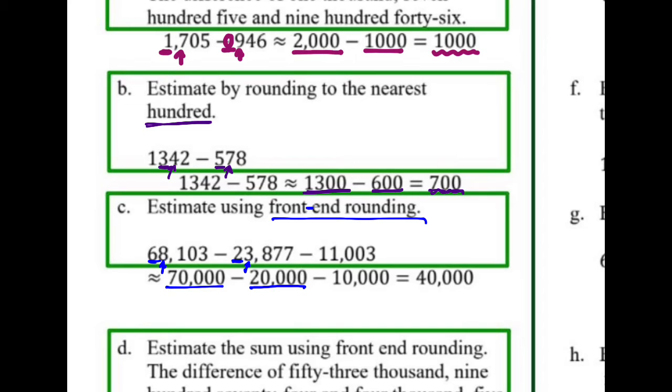And the last one, front-end rounding, the 1 is going to round down, so we're going to leave the 10,000 as is. So 70 minus 20 is 50. 50 minus 10 is 40,000. 50 minus 100, where'd that come from? 50 minus 10.